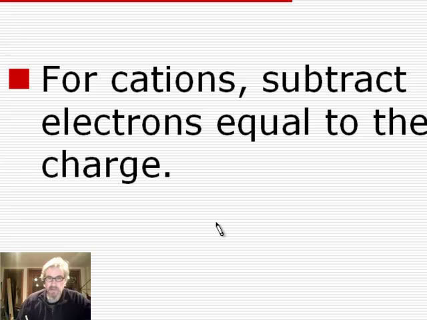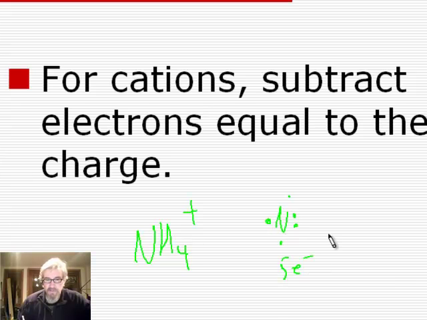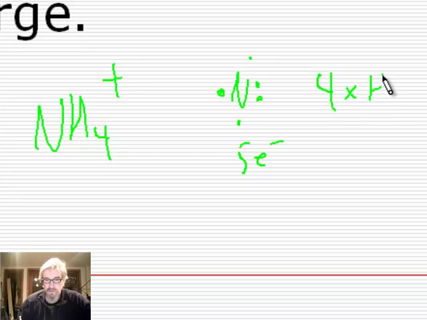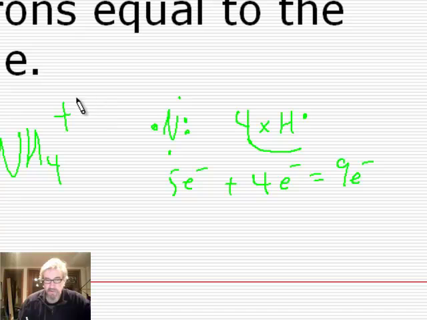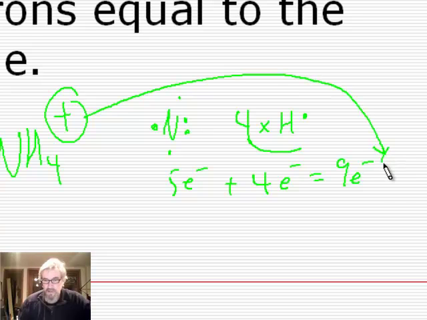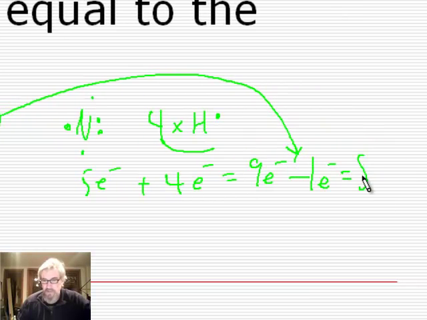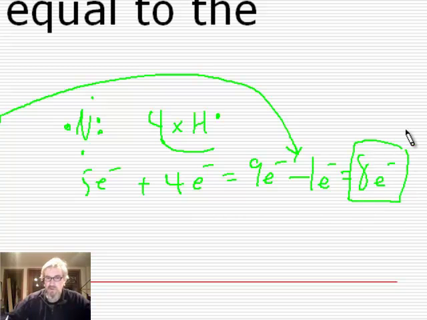For cations, it's just the opposite. Because cations are missing electrons, I want to subtract electrons equal to the charge. Here's an example of a polyatomic cation, NH4 1+. It's called ammonium. Nitrogen, if I draw that dot notation, is from column 5. That gives me 5 electrons. And then I have 4 hydrogens. Hydrogens are column 1, so all told, that gives me 4 electrons. 5 electrons and 4 electrons is going to give me 9 electrons. However, this, because it's positively charged, is missing an electron. So because of that, I'm going to subtract 1 electron from my count, which leaves me with 8 electrons, and that's how many should show up in my structure.